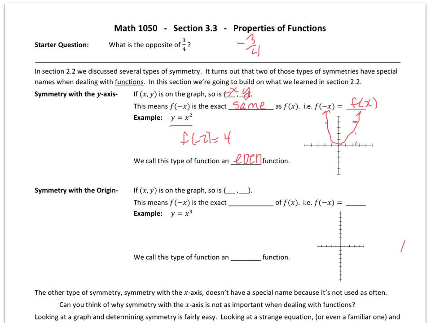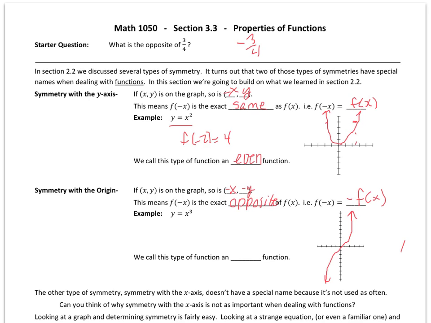Now, symmetry with the origin. Remember that? If (x, y) is on the graph, then so is (negative x, negative y). This means that f of negative x is now the exact opposite of f of x. In other words, f of negative x equals negative f of x. Again, remember y equals x cubed? We won't plot exact points, but remember that looks something like this.